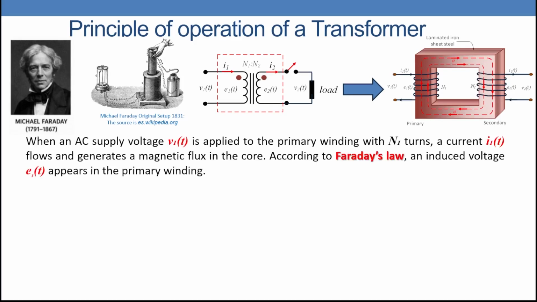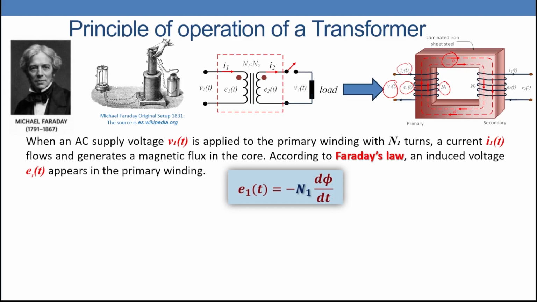So, if an AC supply voltage V1(t) is applied to the primary winding of N1 turns, there will be a current I1(t). This current is going to generate a magnetic flux phi, and according to Faraday's law, an induced voltage E1(t) will be produced, where E1(t) equals minus N1 d phi by dt. The minus is Lenz's law.